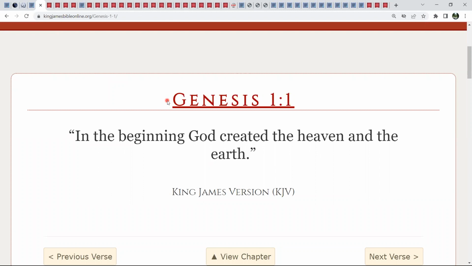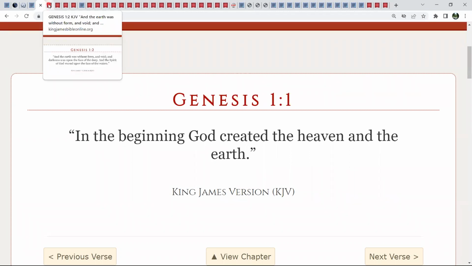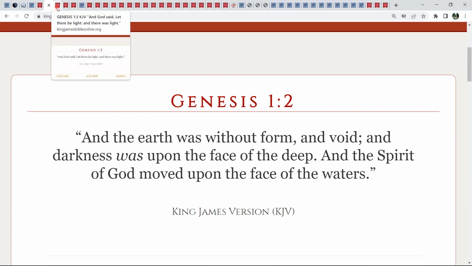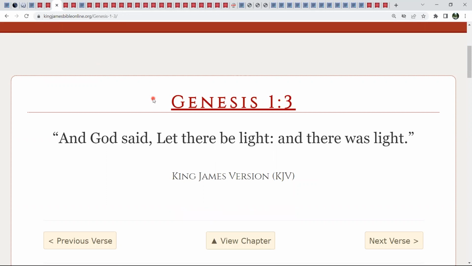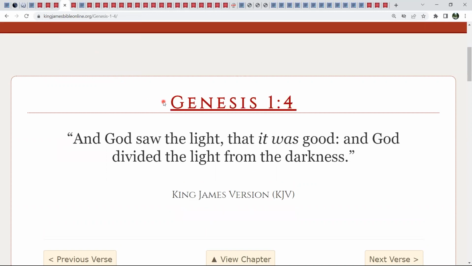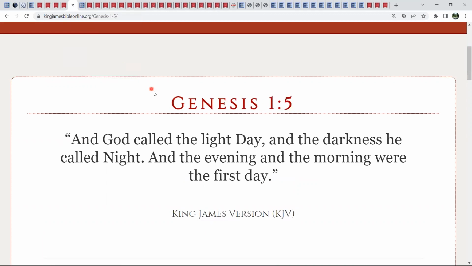In the beginning, God created the heaven and the earth. Verse 2, and the earth was without form and void, and darkness was upon the face of the deep, and the Spirit of God moved upon the face of the waters. Verse 3, God said, let there be light, and there was light. Verse 4, and God saw the light that it was good, and God divided the light from the darkness. Verse 5, and God called the light day, and the darkness he called night. And the evening and the morning were the first day.